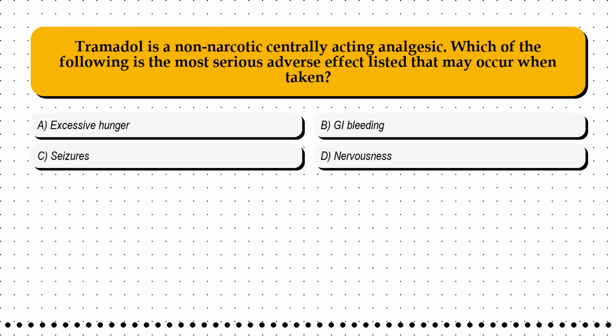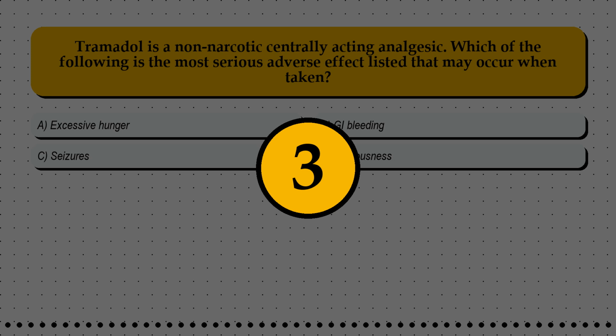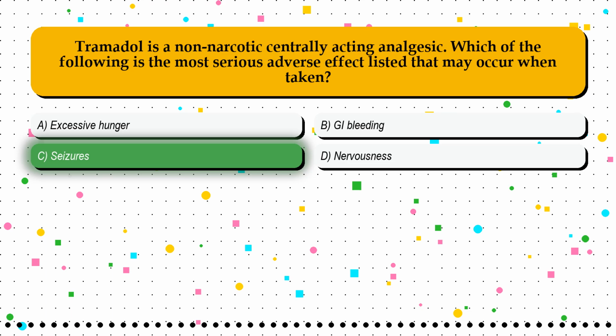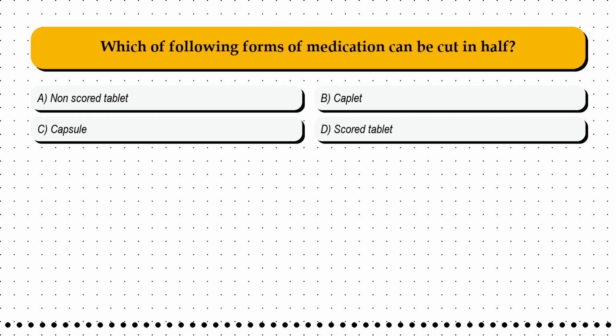Which of the following is the most serious adverse effect listed that may occur when taken? Option A. Excessive hunger. Option B. GI bleeding. Option C. Seizures. Option D. Nervousness. The correct answer is option C. Seizures. Question 286. Which of the following forms of medication can be cut in half?